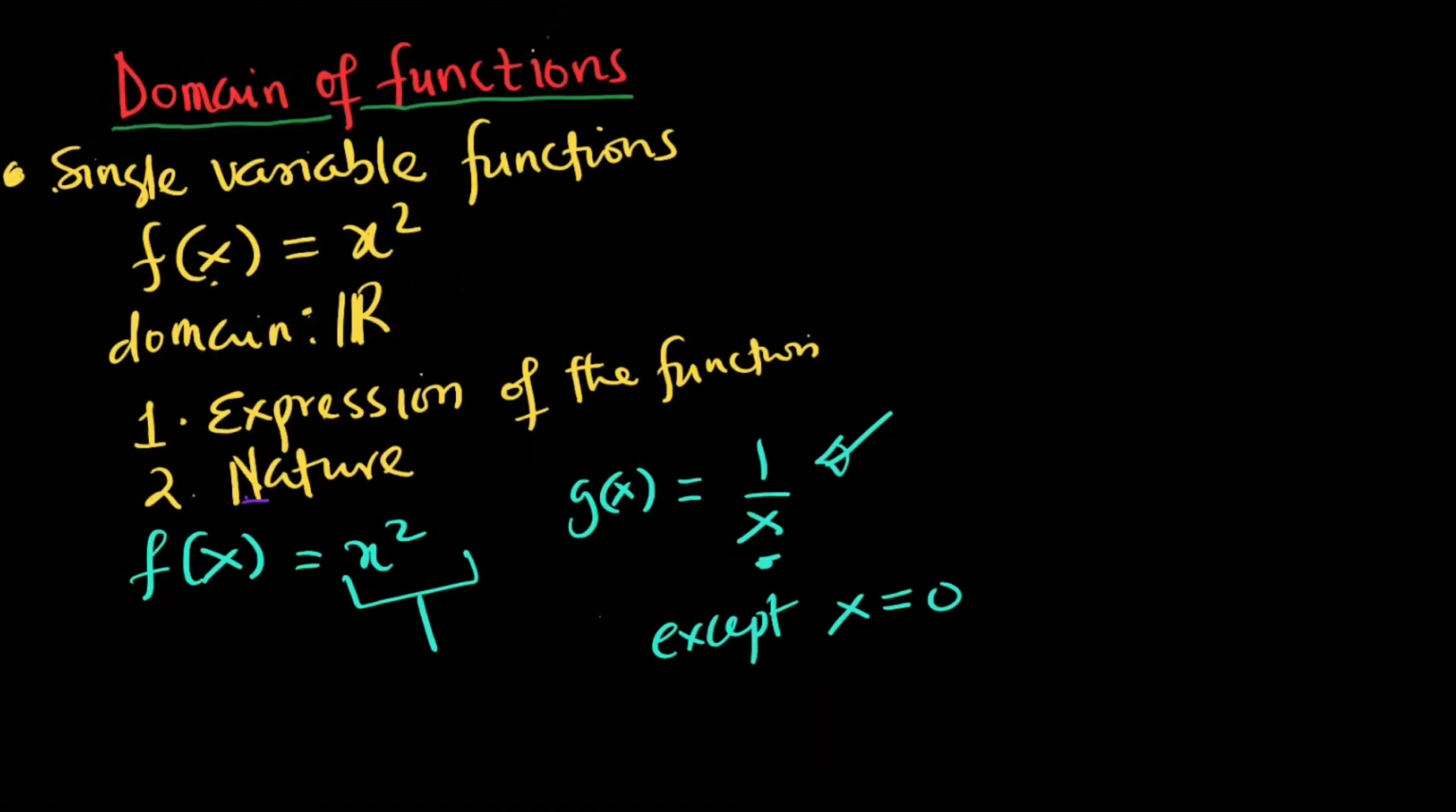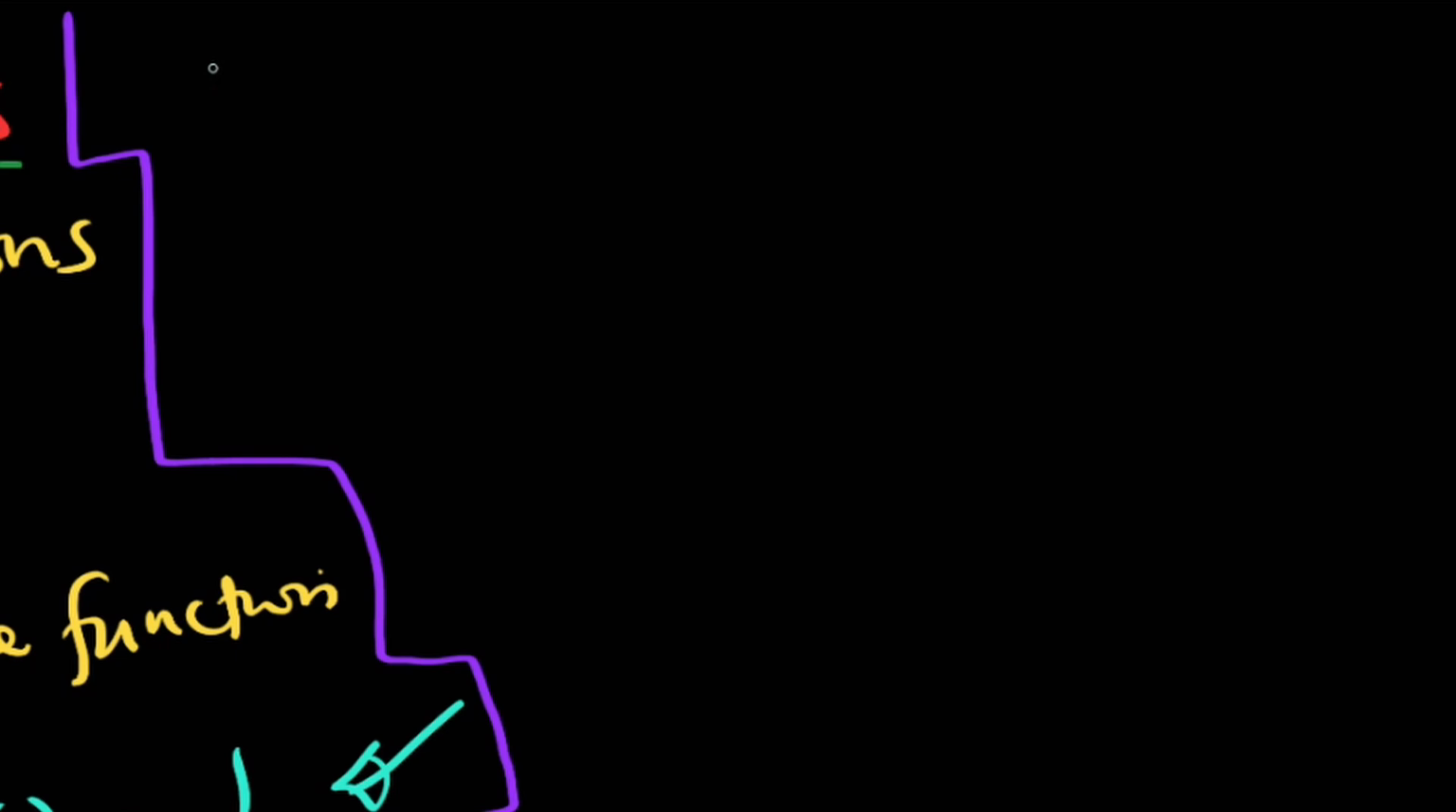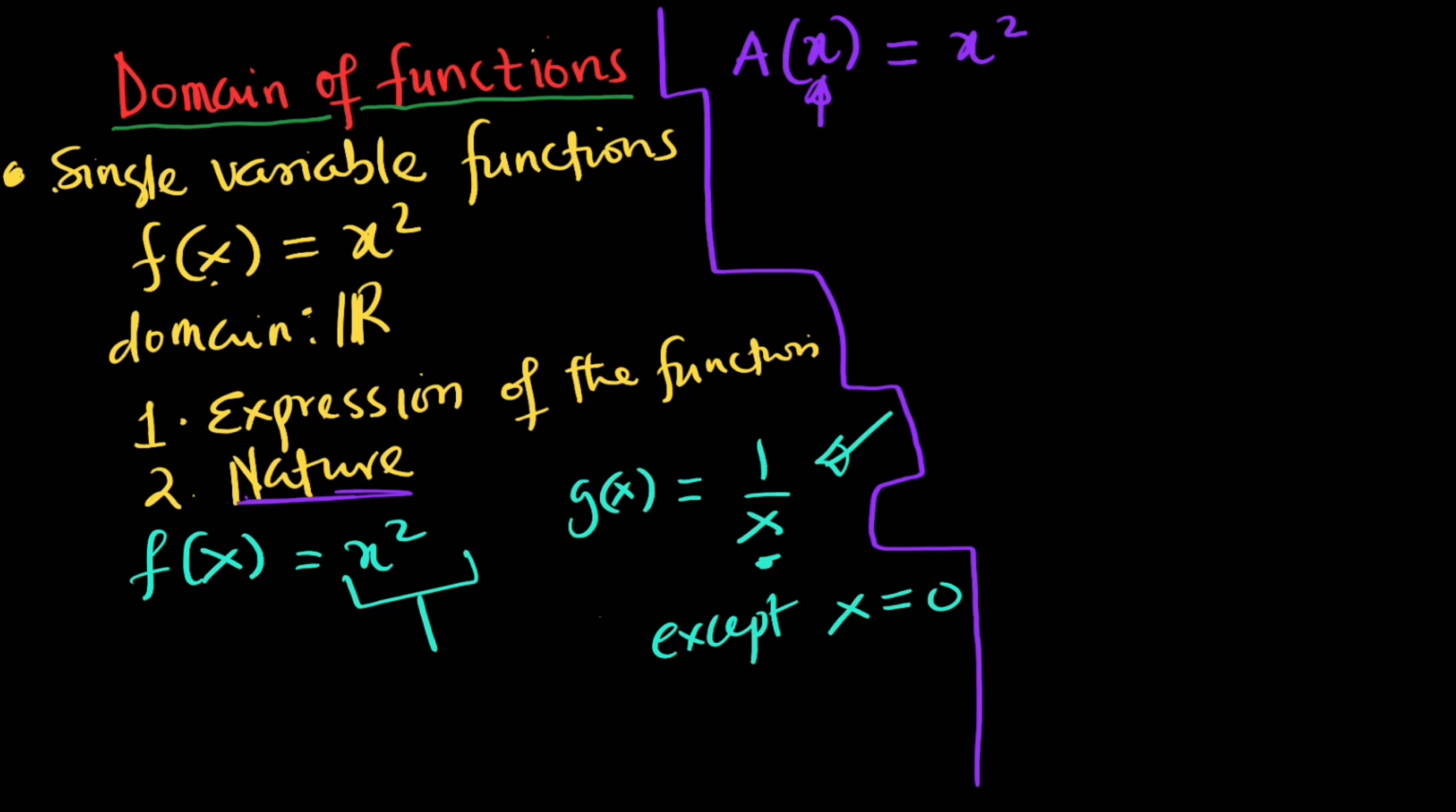Now, the second thing that I was referring to, the nature of the function. What I mean by the nature of the function is basically the nature of the natural phenomenon or the natural thing that we are trying to represent or model with a function. For example, if I have a function, let's say A, which takes an input x, the length of a square, and calculates the area. So this would probably be x squared. It takes the length of the square and then returns the square of that length, which is the area of the square.